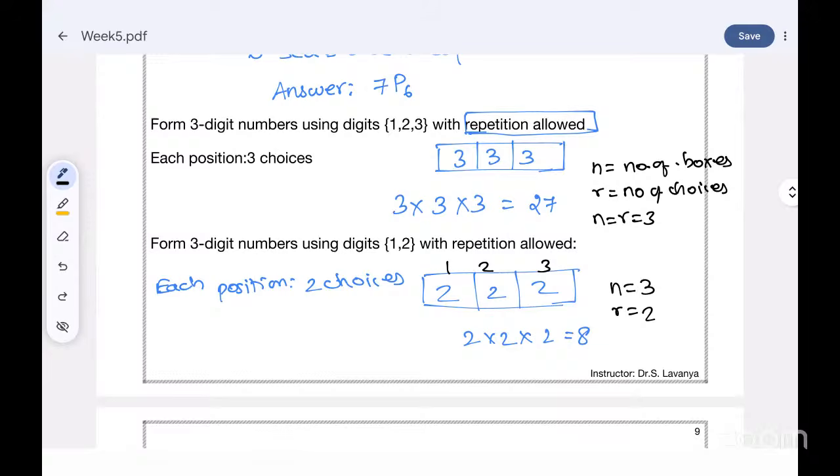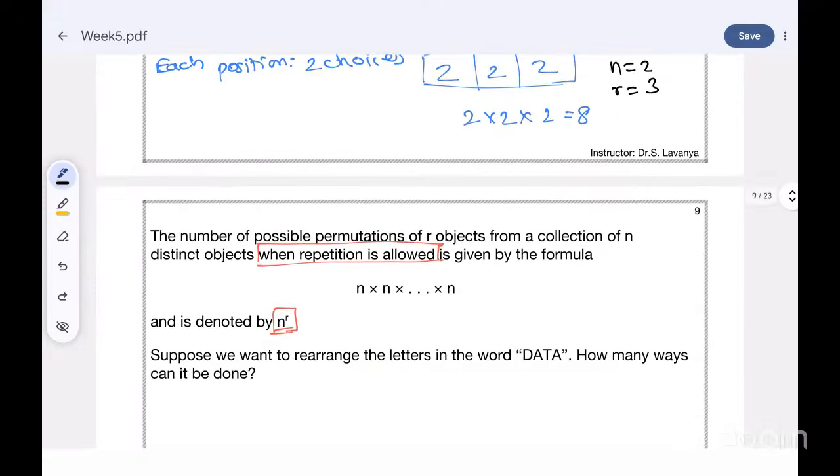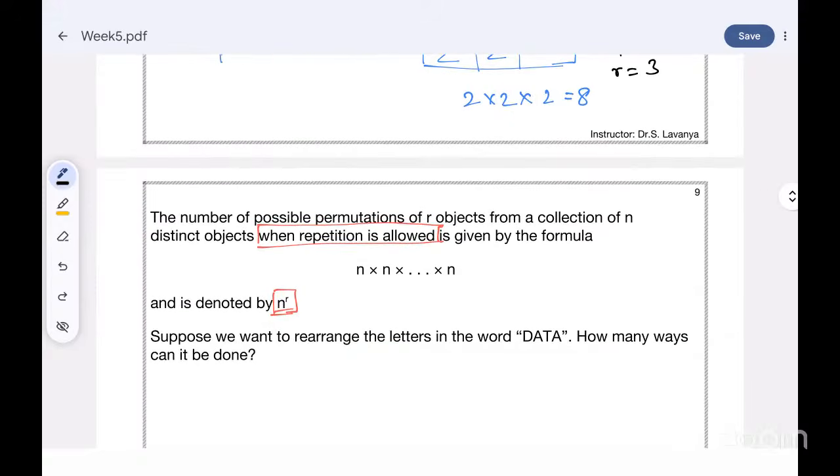Did I make any mistake here? Yes, n should be 2 and r should be 3. So I have to change this as well. It should be 3 squared. Sorry, so the number of choices and the number of boxes here. Okay, so the number of possible permutations of r objects from a collection of n distinct objects, when repetition is allowed, is given by the formula n to the power r.